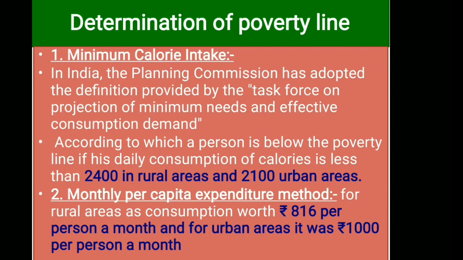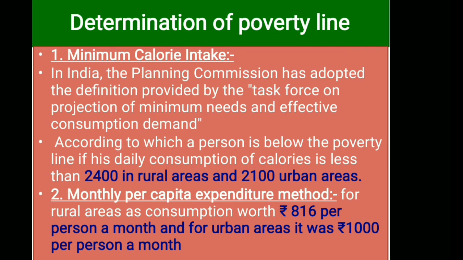First is minimum calorie intake. As per this method in India, the Planning Commission has adopted the definition provided by the Task Force on Projection of Minimum Need and Effective Consumption Demand: a person belongs to below the poverty line if his daily consumption of calories is less than 2400 calories in rural areas and 2100 calories in urban areas. If they are above, then they are above the poverty line.